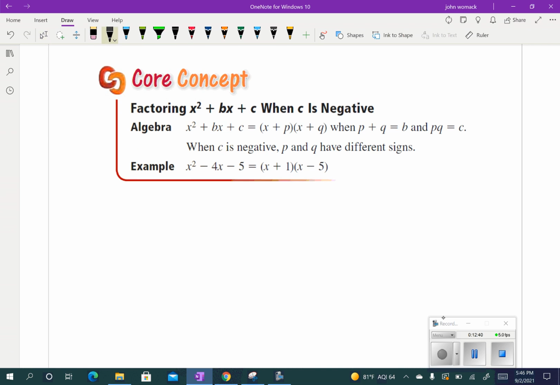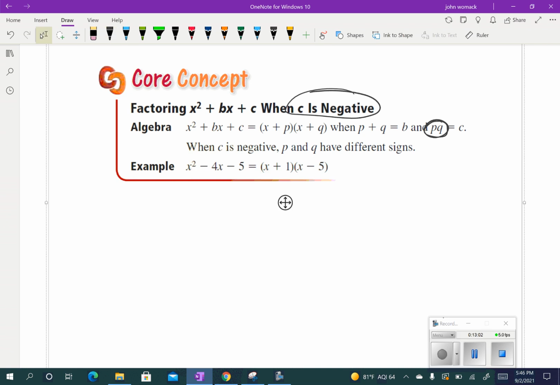If C is negative, right? If C is negative, that means these two, P times Q, those two, P and Q, have to have opposite signs, right? Because I multiply them to get C. And if C is negative, they have to be opposites. And then when I add them, this middle number B could be positive or negative.